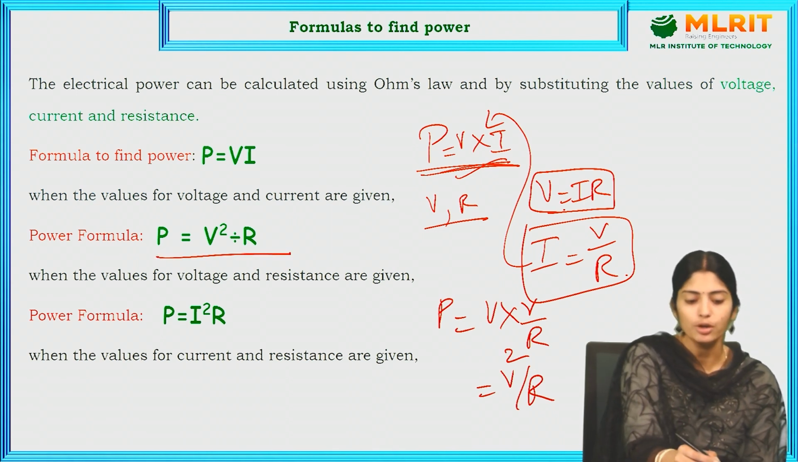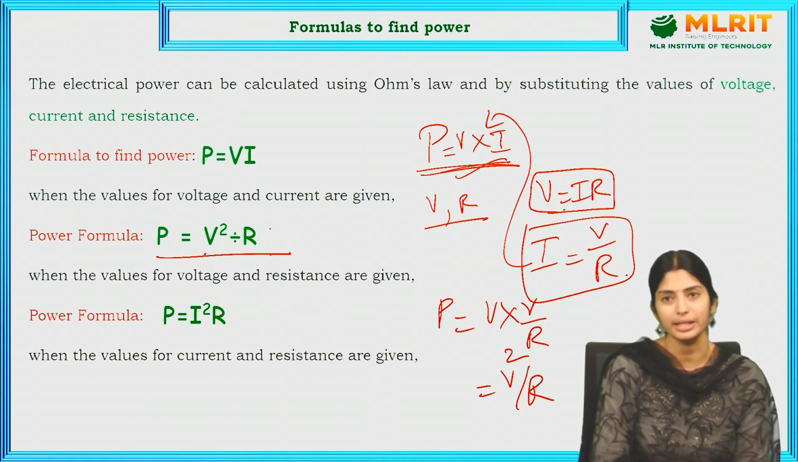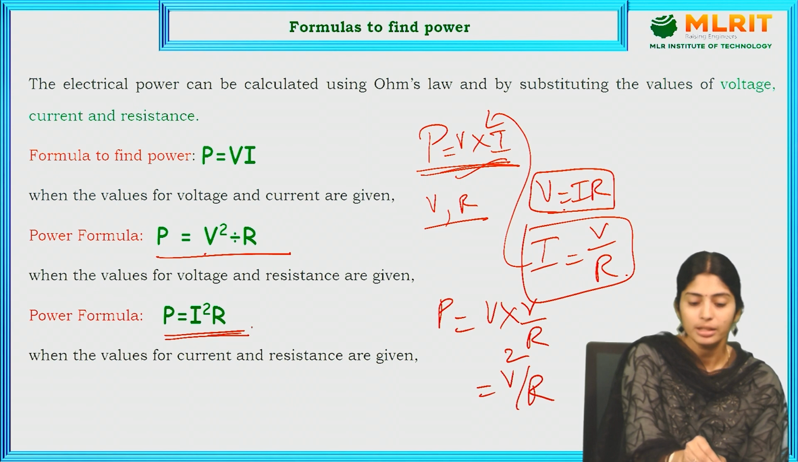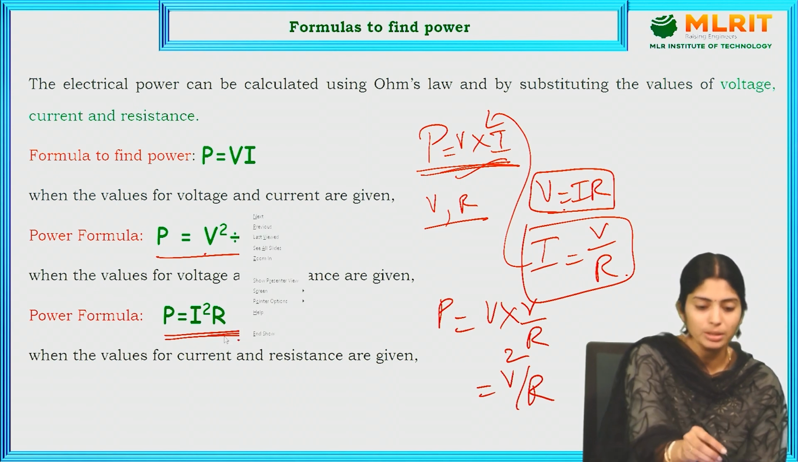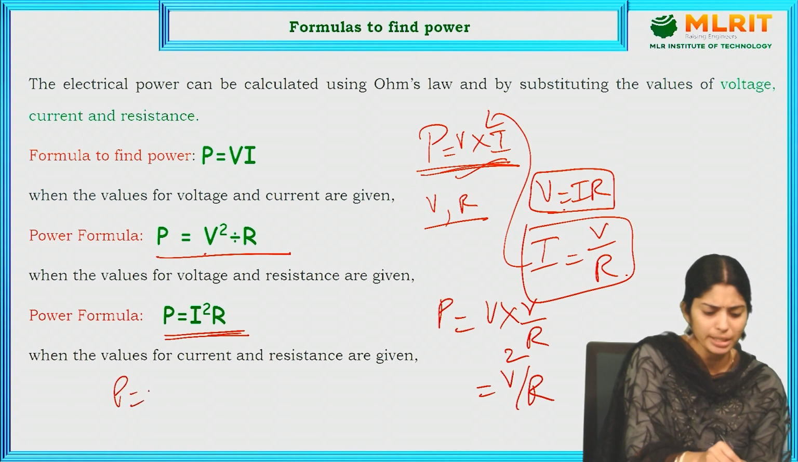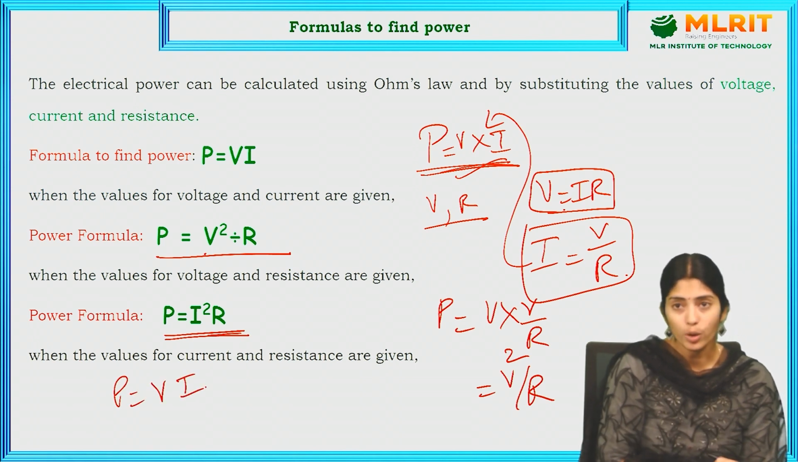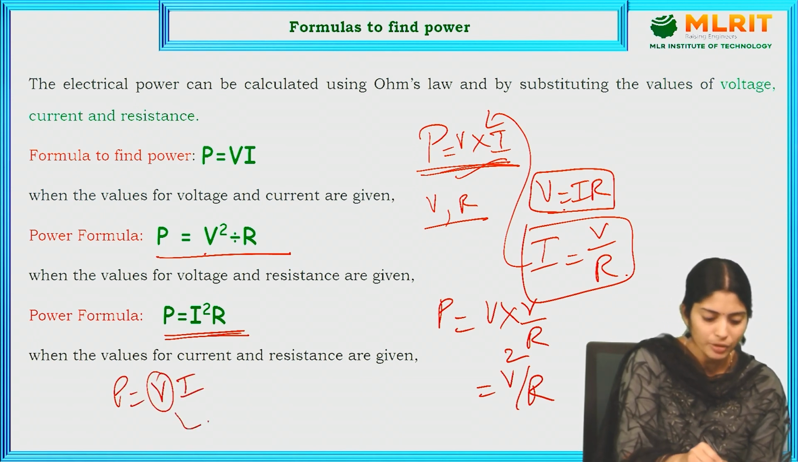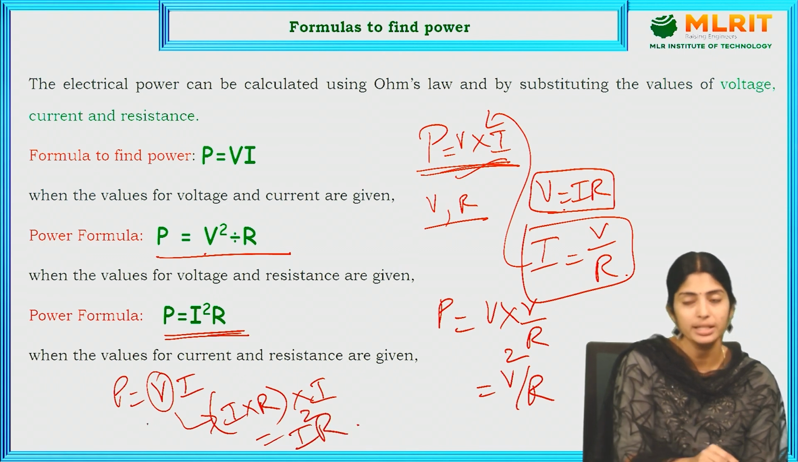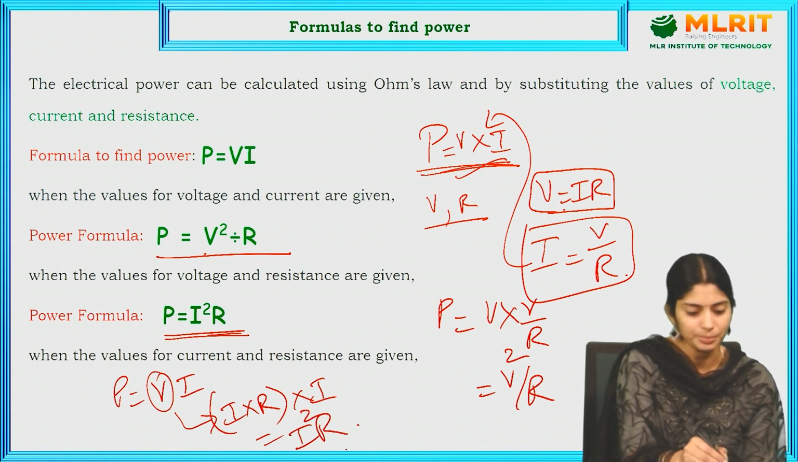This means when the values of voltage and resistance are given, we can use this formula in order to determine the value of power. Similarly, P is equal to I square R. This equation also we can derive from the basic equation P is equal to V into I. According to Ohm's law, V is equal to I into R. So P is equal to I into R into I. We will get I square R. So P is equal to I square R.